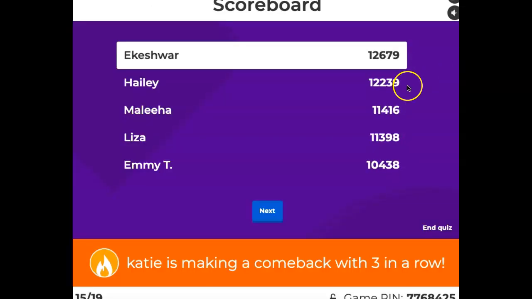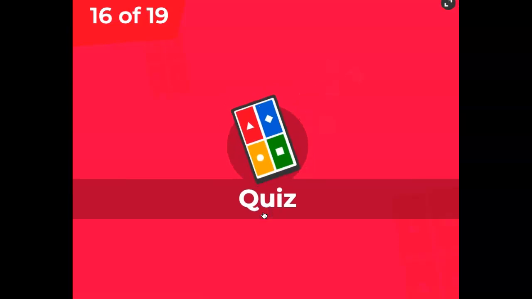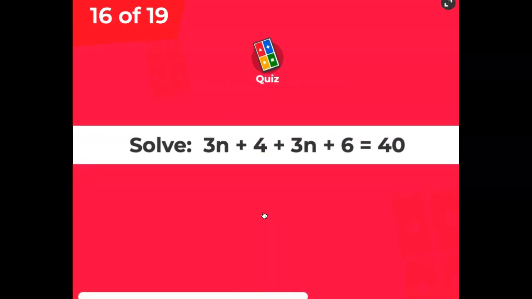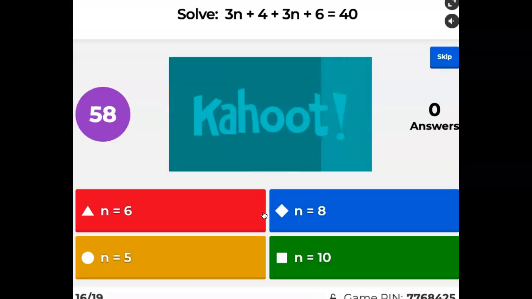All right, so still the same group of people at the top, and Katie is making that 3 in a row. Here we go. 3n plus 4 plus 3n plus 6 equals 40. What do you think n should be so that it's equal to 40? I'll be quiet.